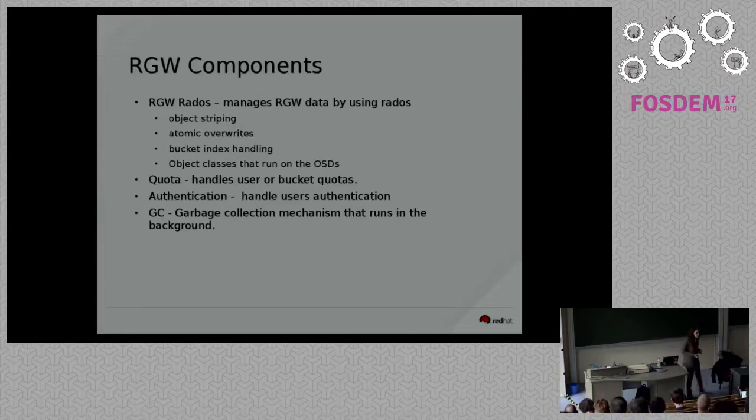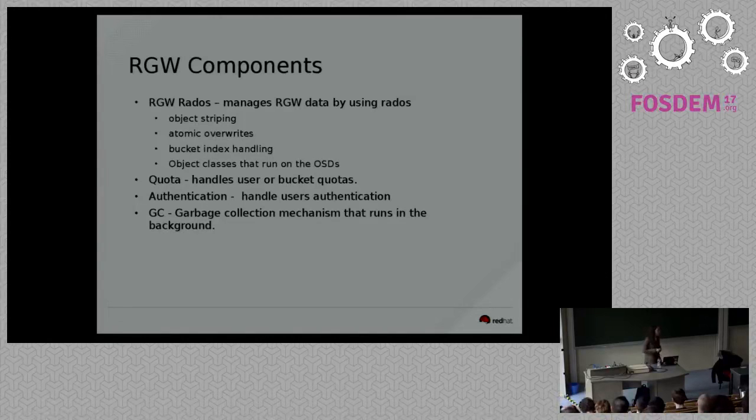The next layer is the layer that talks to Rados. It's not enough to use Librados. We need to do some stuff on our own. For example, to get faster, we do the object striping, atomic overrides, and all the bucket index handling. And it also contains the object classes that run on the OSDs.